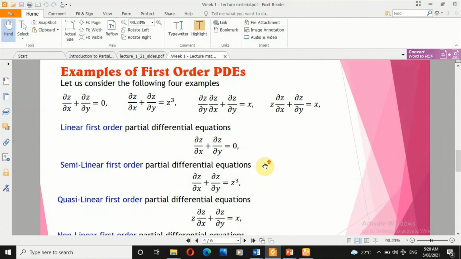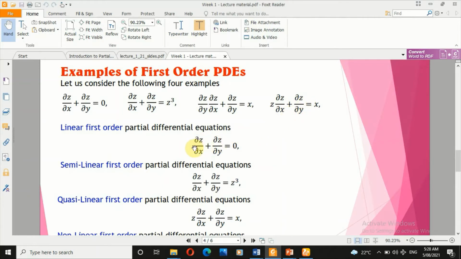So let's consider order. You can see now that here the derivative is 1, the derivative is 1. So we can call it first order. Look at this one, first order, look at this one, first order, look at this one, first order. But you notice that all the four, they are different. So let's classify now.